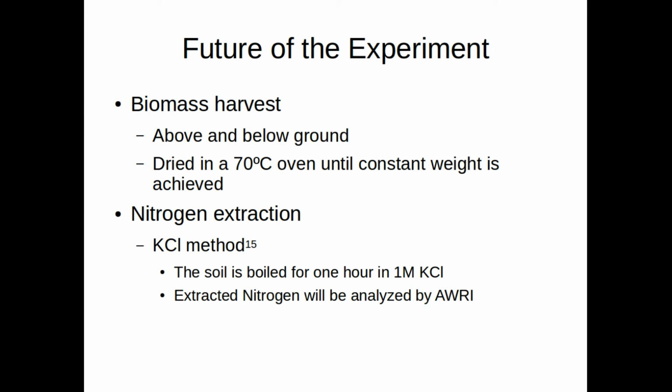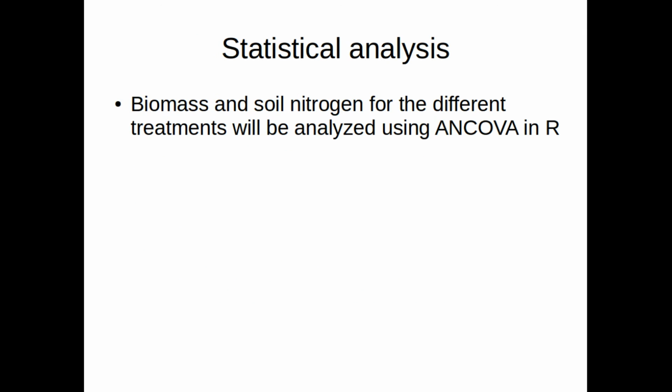This will be done using the potassium chloride method, which involves boiling the soil in 1 molar potassium chloride for an hour. After the nitrogen has been extracted, it will be analyzed by the Annis Water Resource Institute using an autoanalyzer. The results of the determination of plant biomass and available nitrogen in the soil will be compared using an analysis of covariance and the statistics program R.